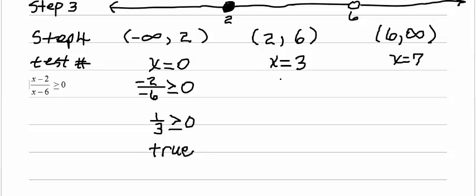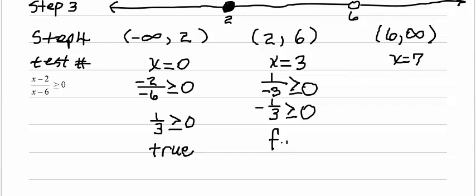Now let's let x equal 3. 3 minus 2 is 1. 3 minus 6 is negative 3. So the inequality when x is 3 becomes negative 1/3 greater than or equal to 0, which is false. And we could write that like this, of course. We can have the negative in the denominator and the numerator, or level with the fraction bar. And so, since the test number makes the inequality false, all the numbers in the test interval will also make the inequality false. Now let's let x equal 7.